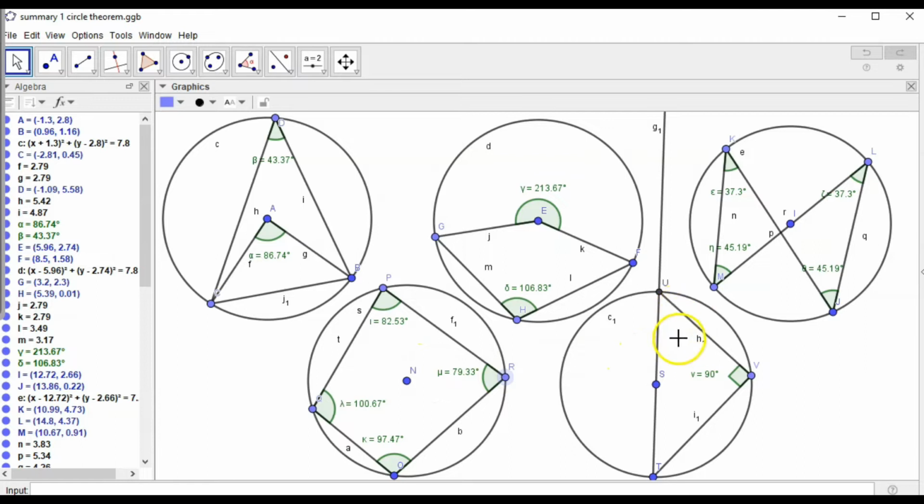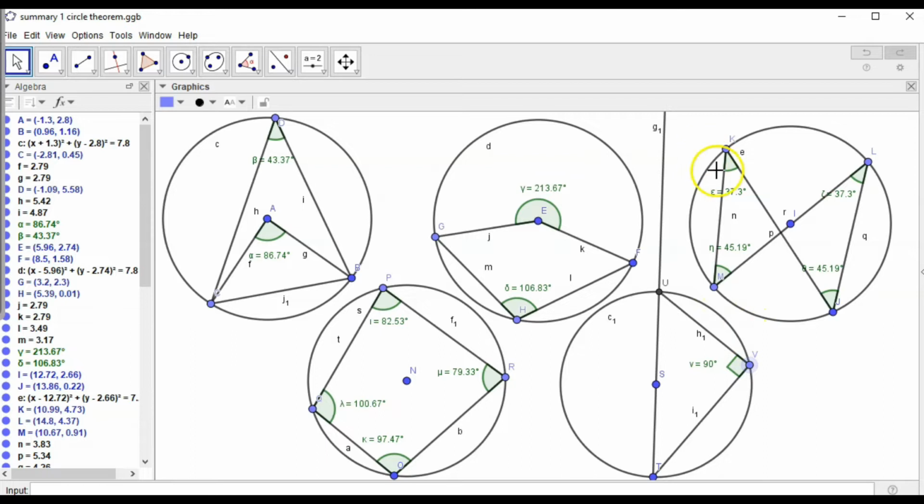Then we moved on to the semicircle theorem, which we said that if you have a diameter dividing a circle into two equal halves, any angle that subtends on the diameter at the circumference of the circle is exactly 90 degrees. So you realize that the angle V, which is the angle subtending on the diameter TU, is giving me an angle of 90 degrees. It is fixed, it doesn't change. So that is another thing you must bear in mind.